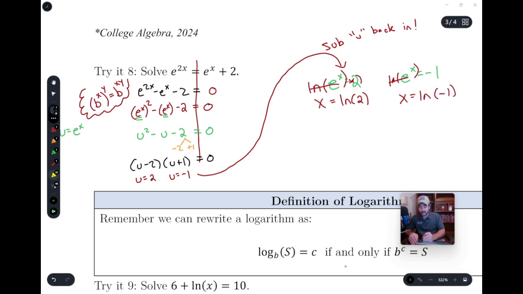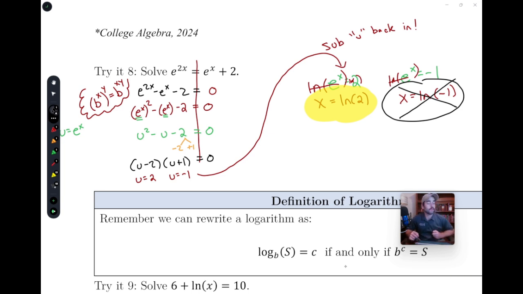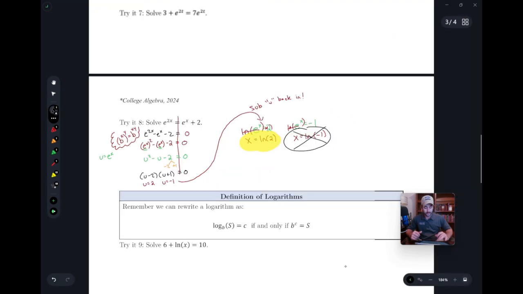And we've got two answers, but we need to be careful. That's a perfectly fine answer. And this answer over here has a big problem. You cannot have the natural log or the regular log of a negative number, and so we cancel it out and we don't consider it. We're left with only one answer.